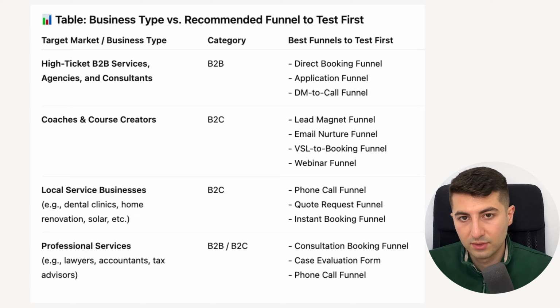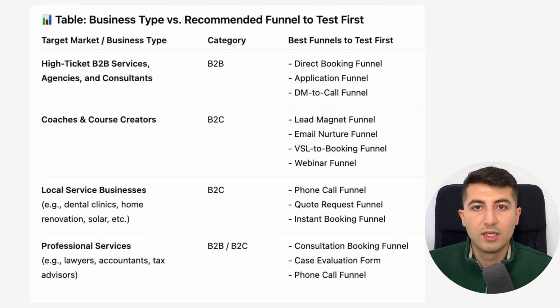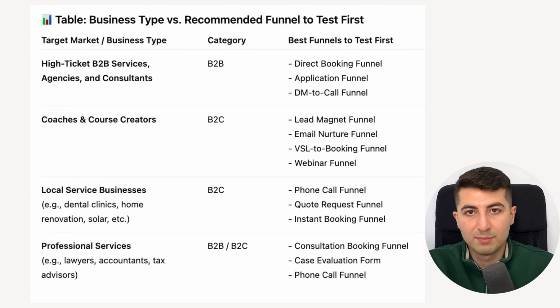For coaches and course creators, which is B2C basically, we have lead magnet, email nurture, VSL booking, and webinar funnels. For local service businesses, which is again B2C, you have phone call funnel, quote request funnel, and instant booking. And for professional services like lawyers and accountants, they could be B2B and also B2C. Therefore, I recommend consultation booking, case evaluation, and phone call.